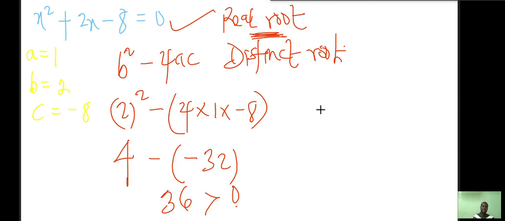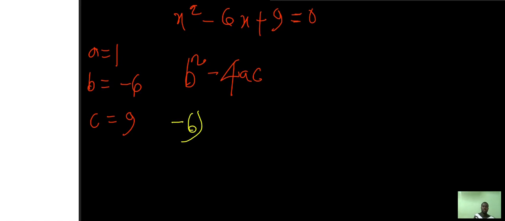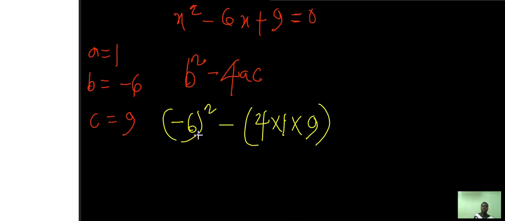I am not solving the quadratic equation now. I just want to look at the type of roots the equation has. We've previously solved it. The other one, question 2: x squared minus 6x plus 9 equals 0. Let's identify a, b, and c. A is 1, b is negative 6, c is 9. Let's carry out the test: negative 6 squared minus 4 times 1 times 9. Negative 6 squared is 36, minus 9 times 4, 36.